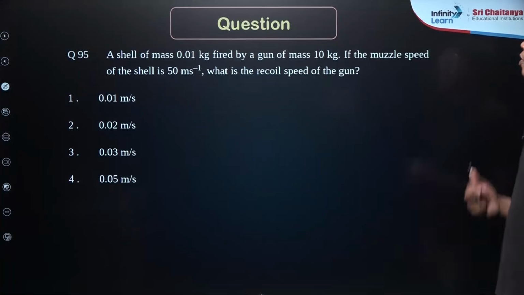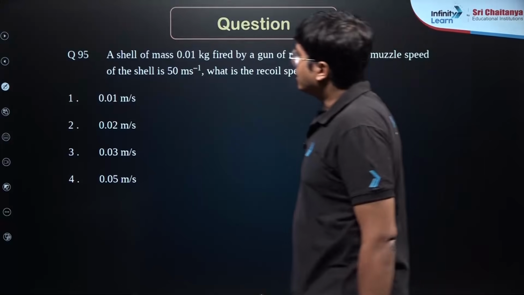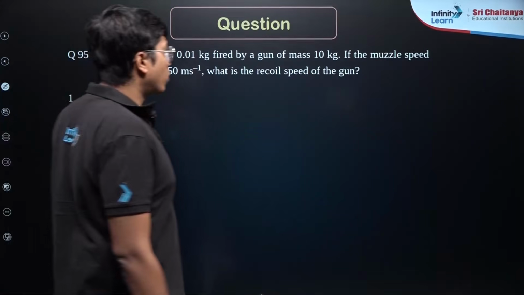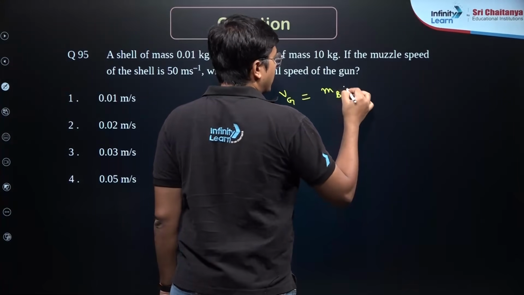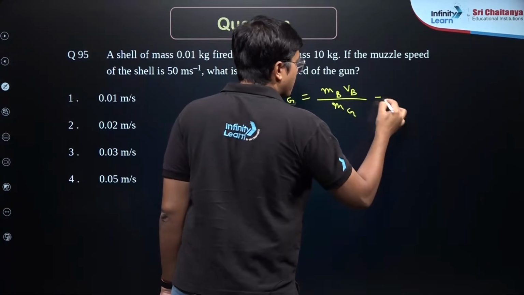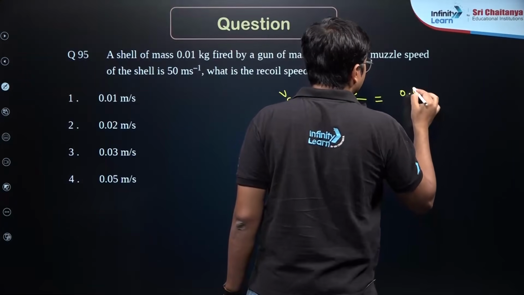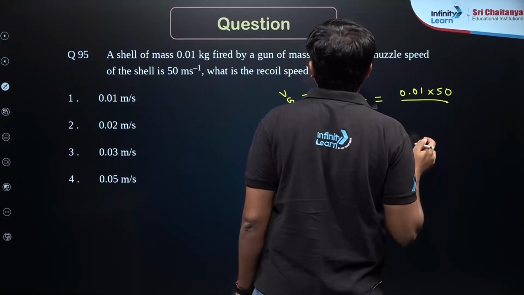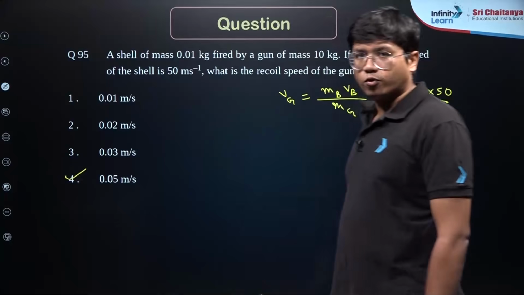Next one, shell of mass 0.1 kg is fired by a gun of mass 10 kg. Muzzle speed of the gun is 50 meters per second, meaning the speed with which the bullet flies. That's 50 meters per second. What is the recoil speed of the gun? We know recoil speed of the gun is muzzle speed into bullet mass divided by the mass of the gun. Basically by conservation of momentum, you can do 0.1 times 50 divided by the mass of the gun, which is 10 kg. So if you plug it in, you will get option 4.